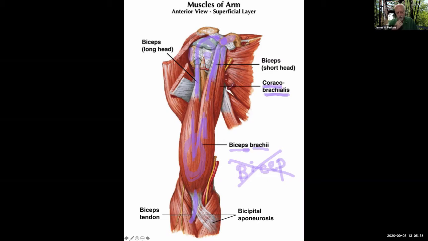But in addition to that tendon inserting on the radial tuberosity down here, the distal end of the biceps also gives rise to fibers called the bicipital aponeurosis. These spread out and merge with the fascia of the antebrachium, the fascia of the forearm. So most of its insertion is on the radial tuberosity, but it also inserts into the bicipital aponeurosis that fuses with the fascia of the forearm.